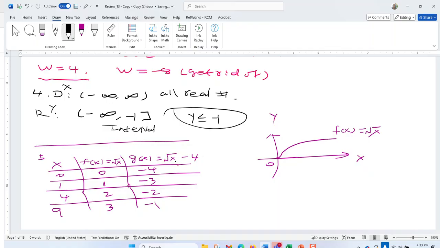Actually, the minus 4 is outside the square root, so this is moving in the y direction. And in the y direction, when it's negative, that means moving down. So negative 1, 2, 3, 4. Moving down for 4 units.